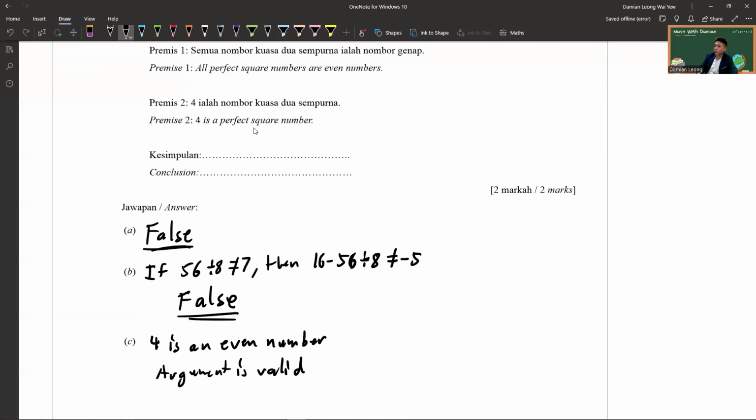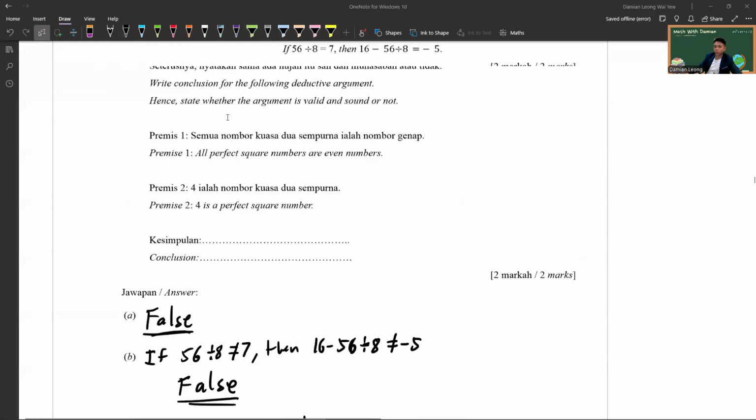Okay, all perfect square numbers are even numbers. It's wrong, because like 9, 3 squared is 9, which is an odd number. Okay, so it's not sound. Valid, but not sound. To be sound, all the premises and conclusion have to be correct. Valid is just following the correct format of an argument. Okay, that is question 10.